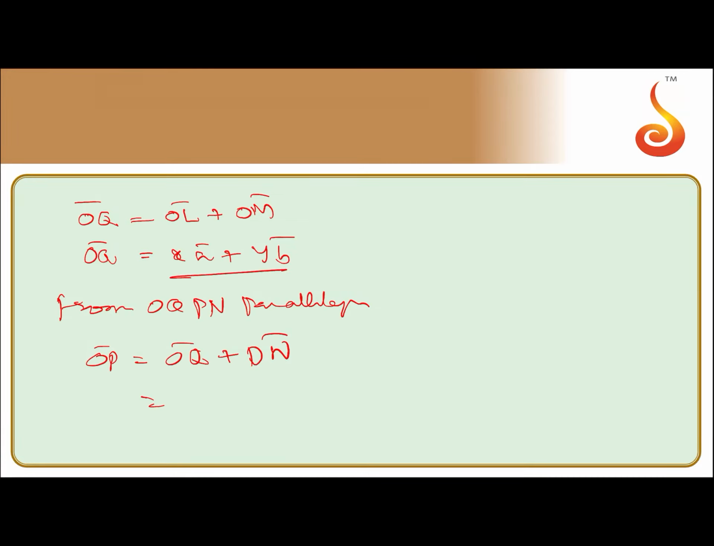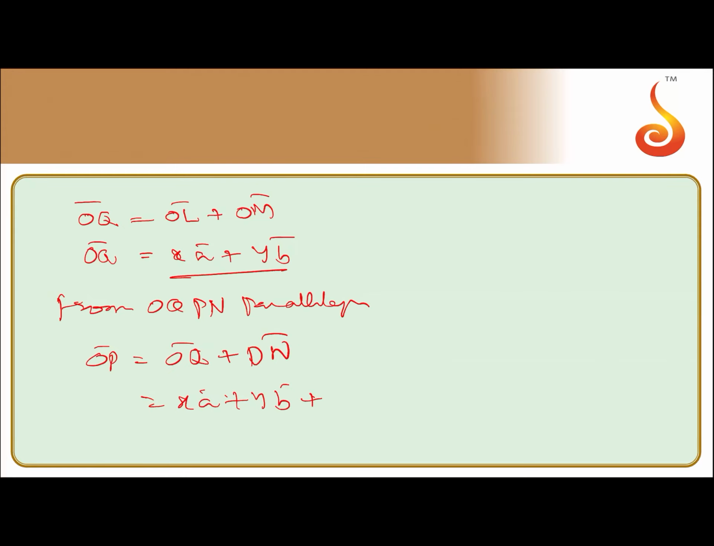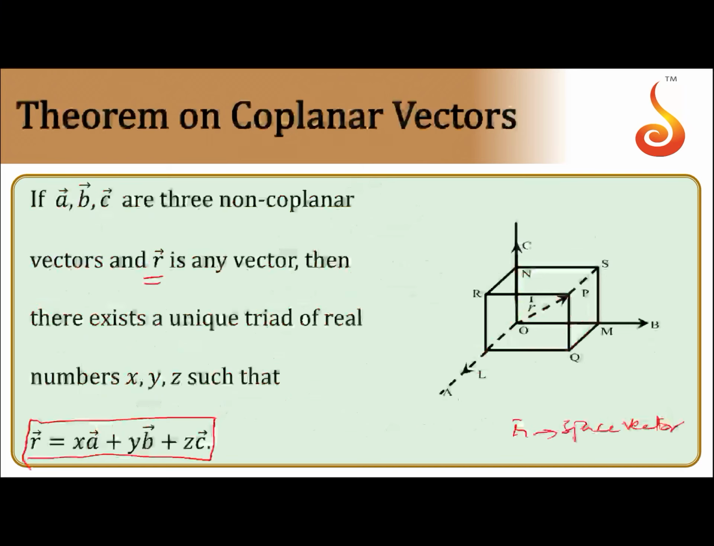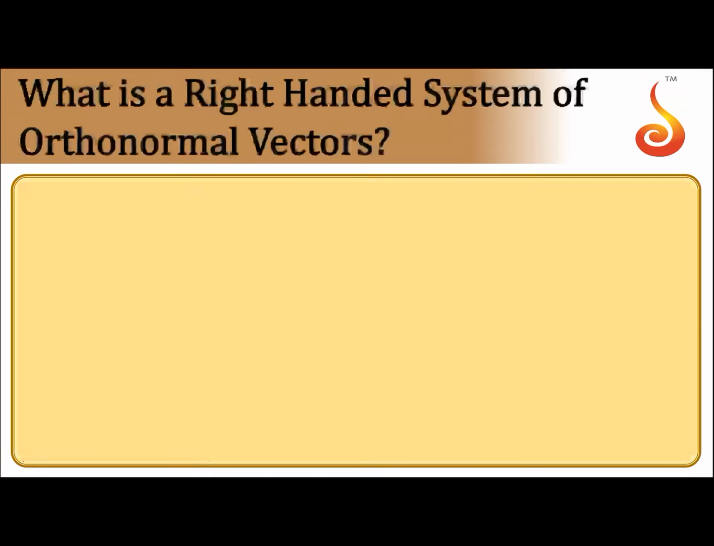And we know OQ is XA bar plus YB bar, and ON is ZC bar. OP is the position vector of the point P. So R bar equals XA bar plus YB bar plus ZC bar, which is the required answer. Therefore, if A, B, C are three non-coplanar vectors, then any vector R bar can uniquely be represented like this. So this is a theorem on non-coplanar vectors.